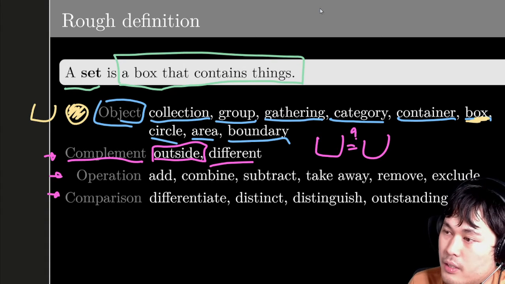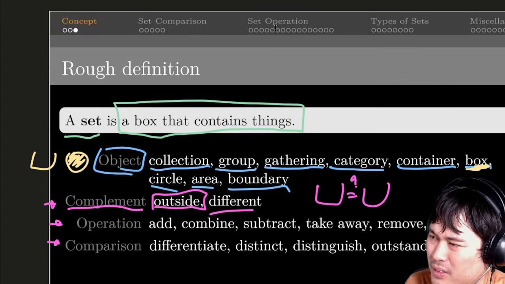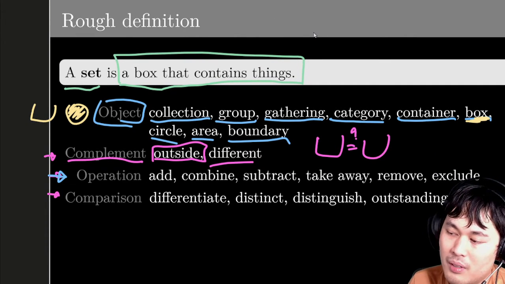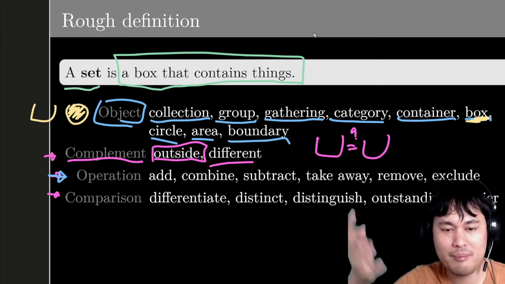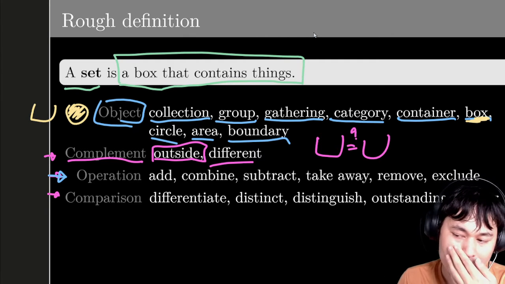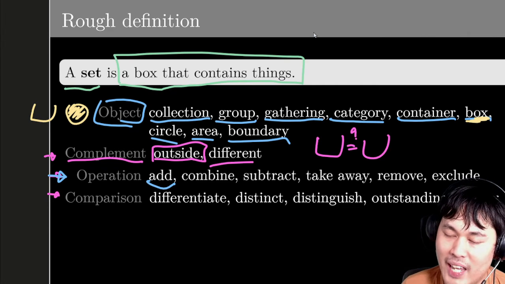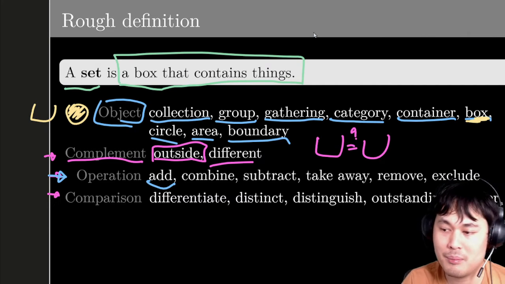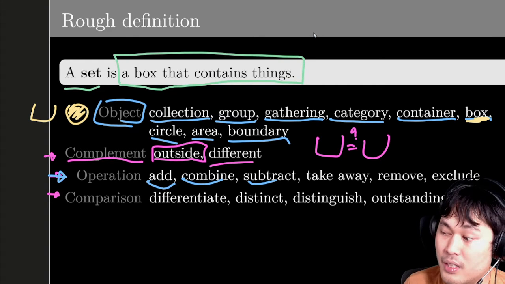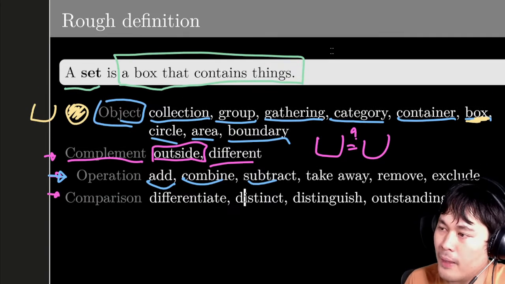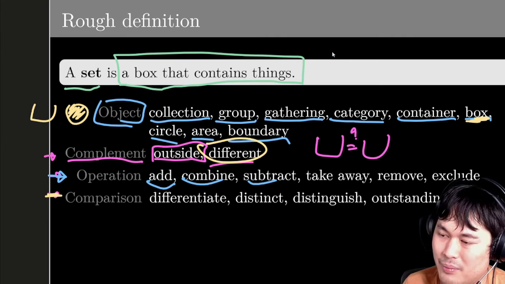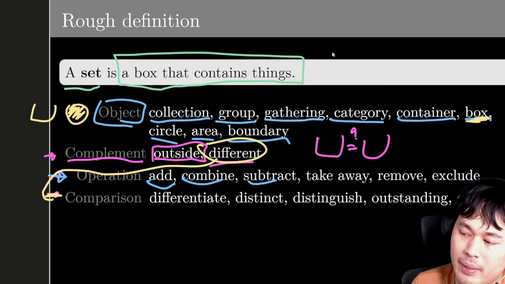And then on the third, actually second here, we can operate on them. What can we do when we have boxes lying around on the floor? Can we add boxes? It's like when we add numbers together. Can we combine, subtract, or do other things? And finally, we can compare two boxes together.